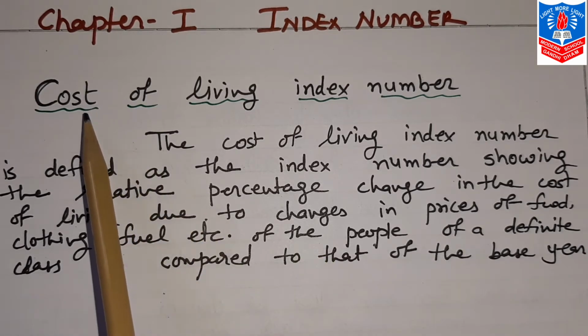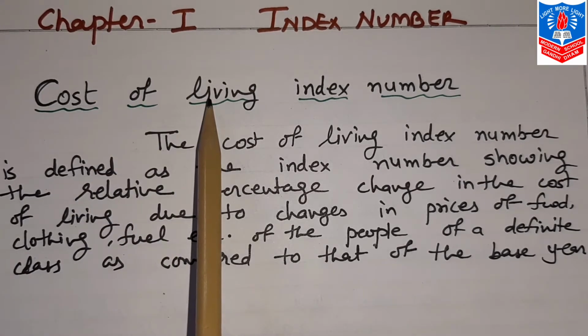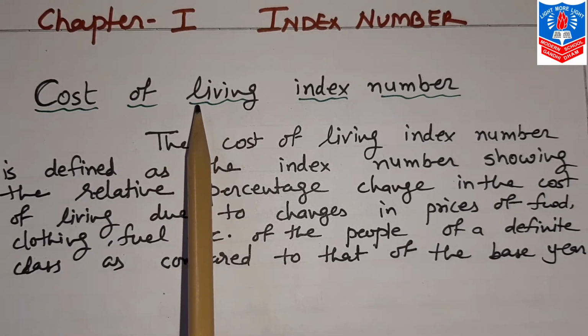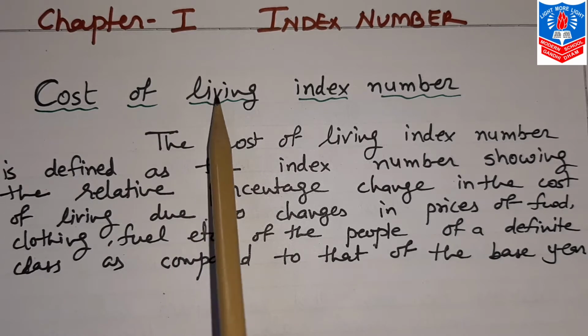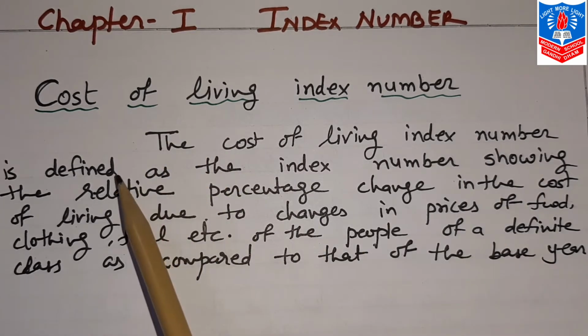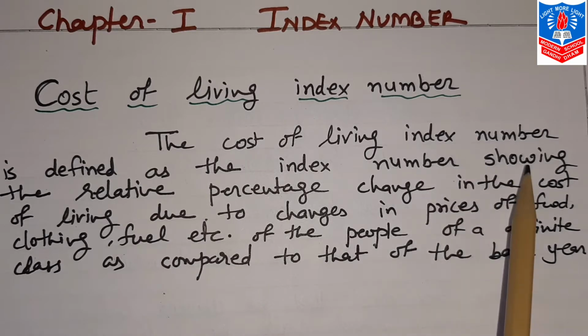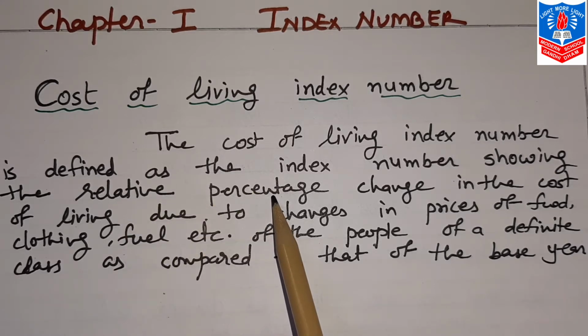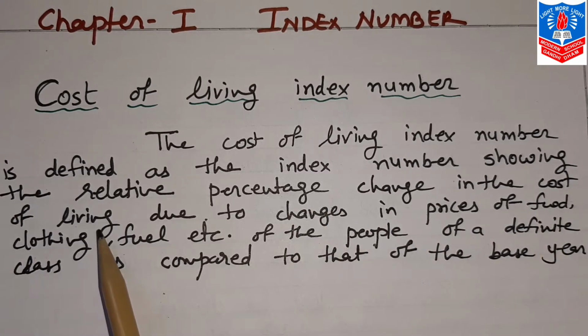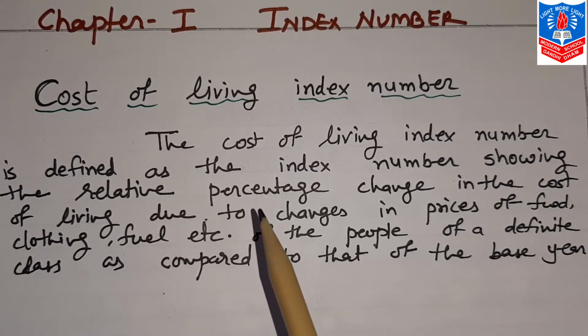Now here the word itself says cost of living. Of course, it is connected with human beings only. To live a life, the total cost, that is cost of living. Now, this cost of living index number, it is what? The index number showing the relative. If you remember, we have already discussed relative means ratio form. Percentage. Formula, here also multiplication is there with 100, so it comes in the form of percentage only. Change in the cost of living to live a life, the total cost.